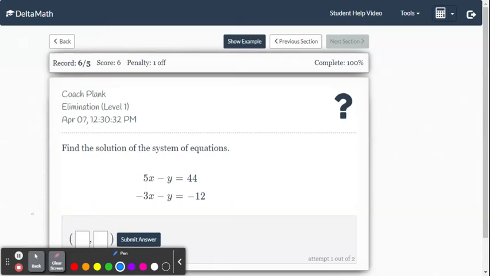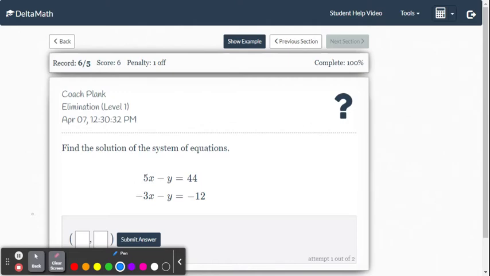All right, we're going to solve a system of equations using the elimination method. And this is going to be within DeltaMath, and it's a level one problem. So they're going to give you equations in standard form, and they're either going to give you where the coefficients are opposites or they're very close to being opposites. So it's real simple to change the equation.